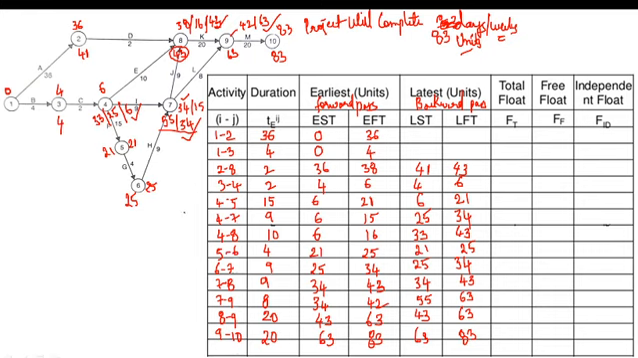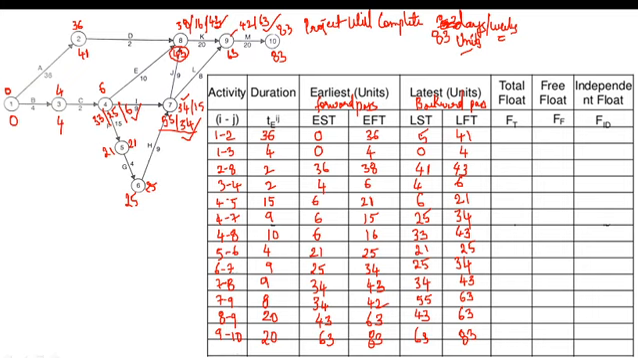Latest start time. Now look at activity 1 to 3. Latest start time is 4. Duration is 4. 4 minus 4 is 0. Here we have got 0. Now look at over here. What is the latest finish time of activity 1 to 2? 41. Duration is how much? 36. 41 minus 36 is how much? 5. We have got 5 over here.